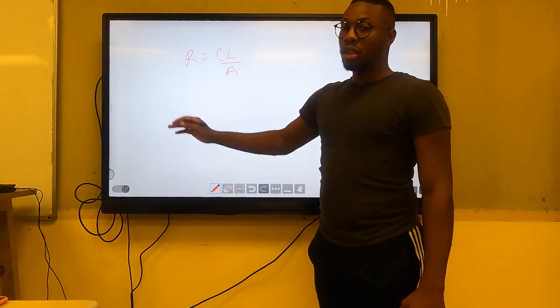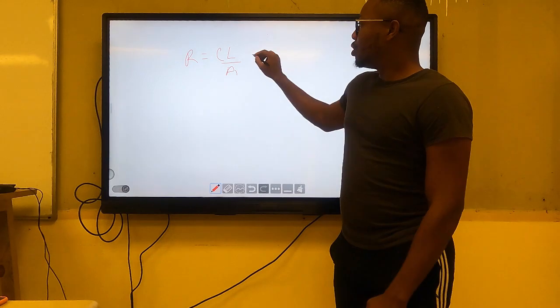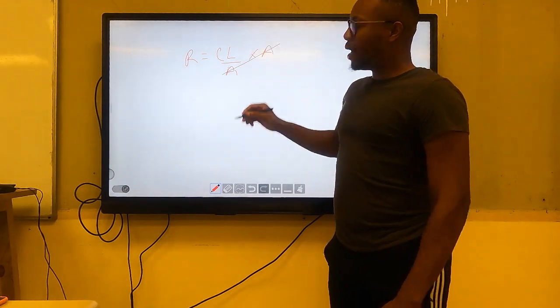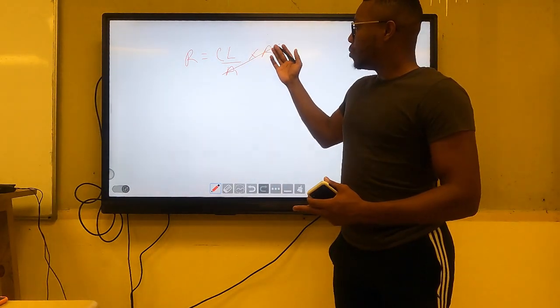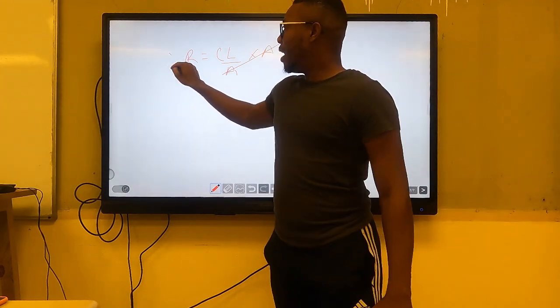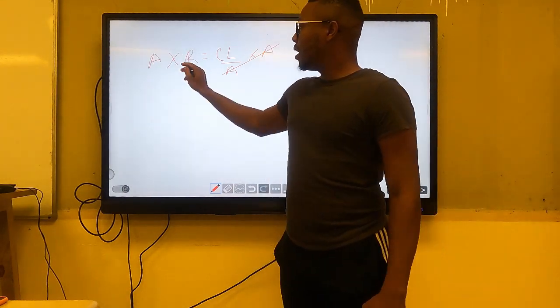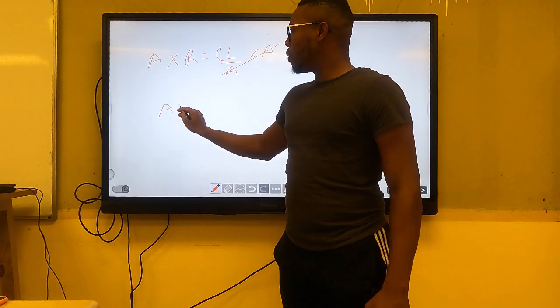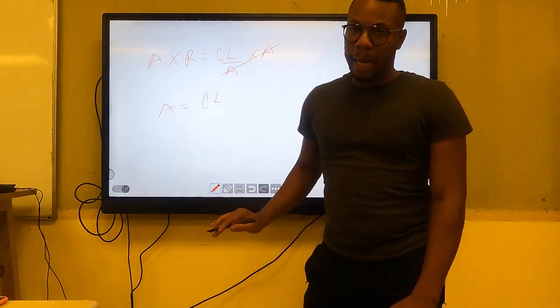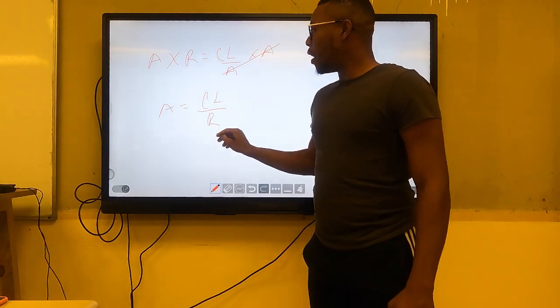So to get area across the equal sign, you have to do the opposite. On this side, I have to multiply it so that when I divide, they would cancel out each other there. And then I bring the A across here. Now, obviously, we need A by itself. So A, which is the area, is equal to rho times L over R. So that's when you want to make area the subject.